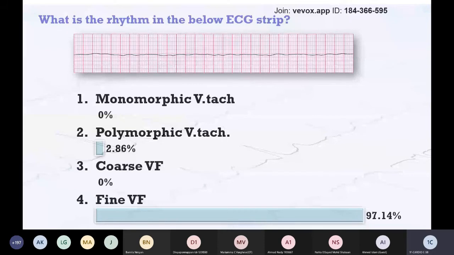And sometimes we give a random DC shock to the patient. If it was a fine VF, the patient will come back. If not, we resume the chest compression. So I can tell you that sometimes it's difficult, not only for nurses or other doctors, but for cardiologists as well. So the correct answer here is fine VF.